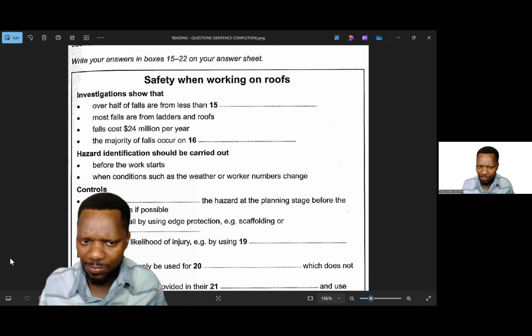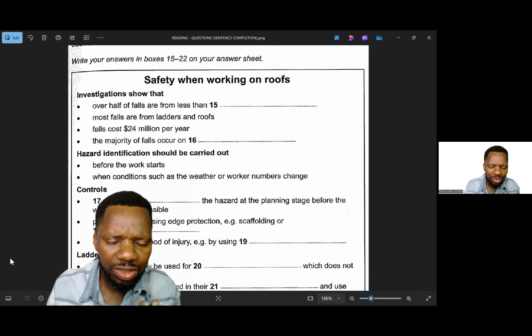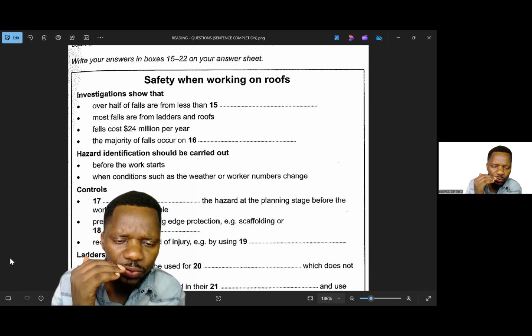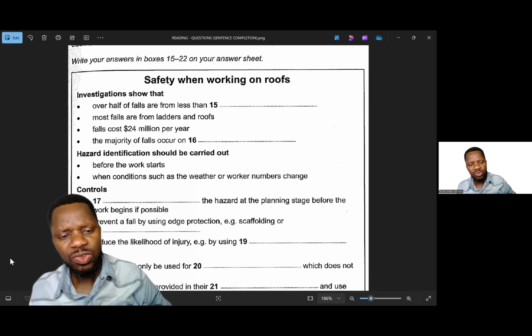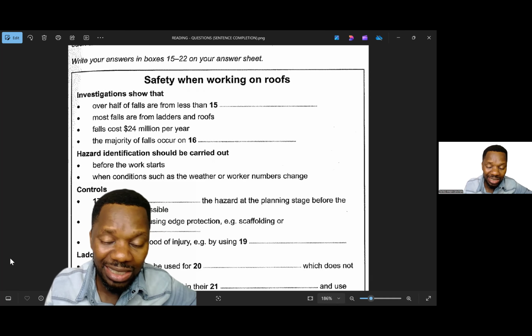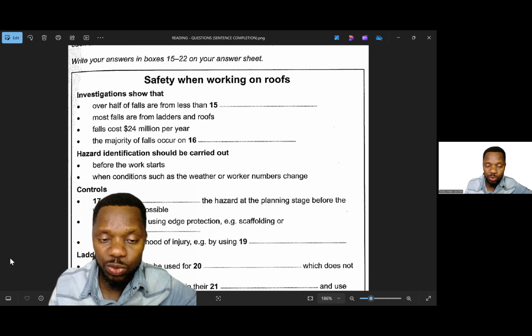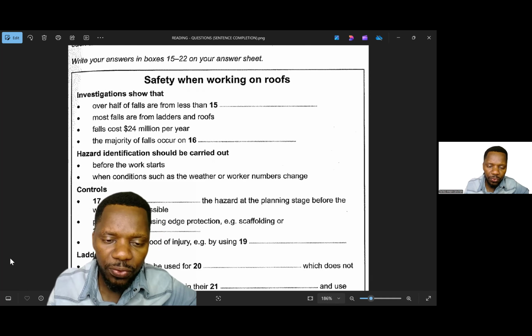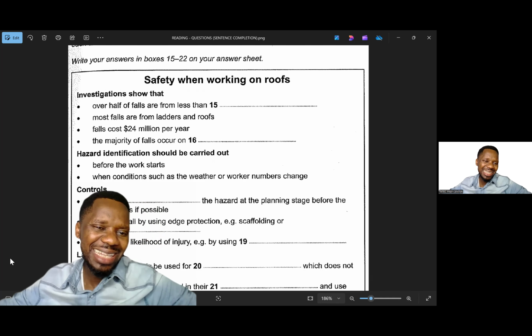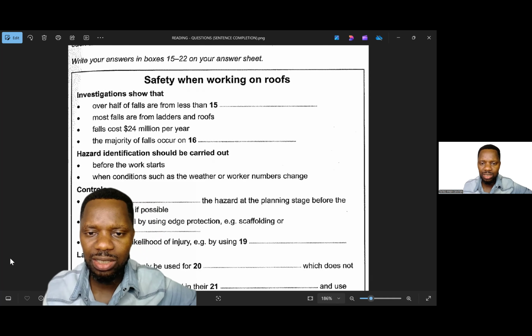Then look at it this way, controls. Controls should be where you are to focus a lot more on for answers to questions 17 and 18 as well as 19. So when you are reading the subsequent paragraphs, focus a lot more on the controls of what? The hazards that exist or occur during work.